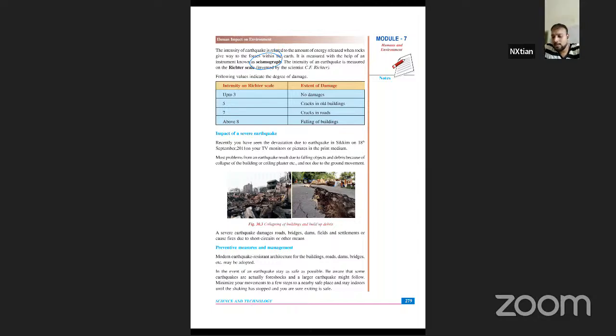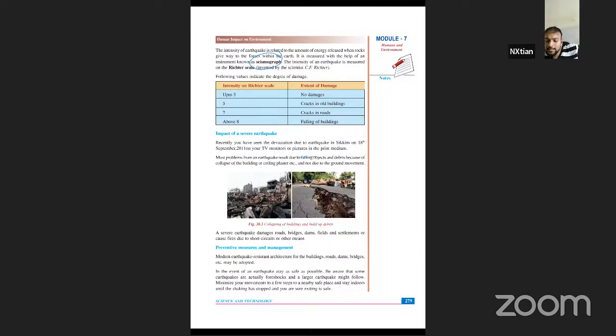So what I'm saying is the impact of the earthquake: there is friction between the tectonic plates, and because of that friction, the tectonic plates, the earth surface trembles and shakes a lot. Understood? Yes or no? Okay. So most of the problems of an earthquake result from falling objects and debris.